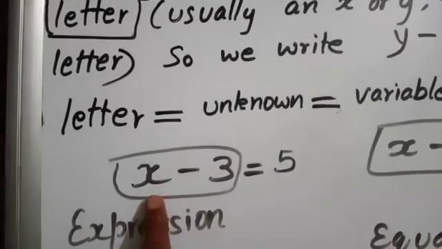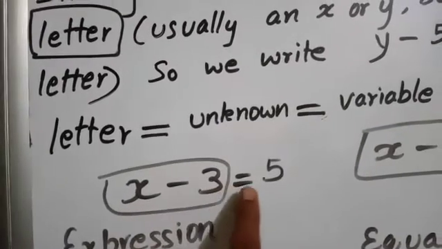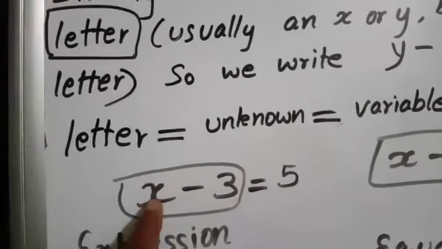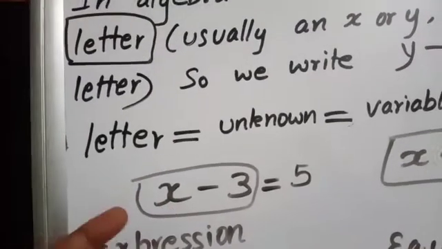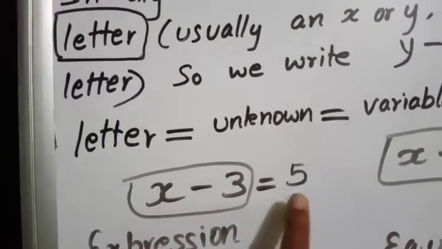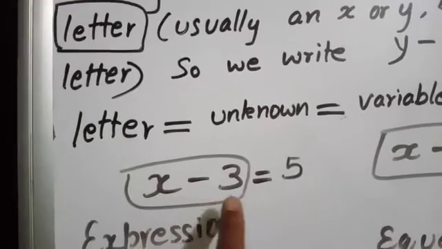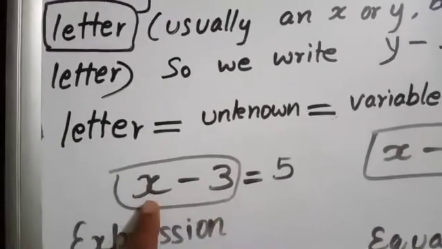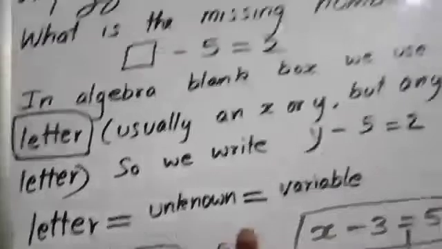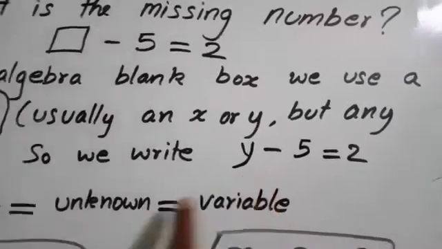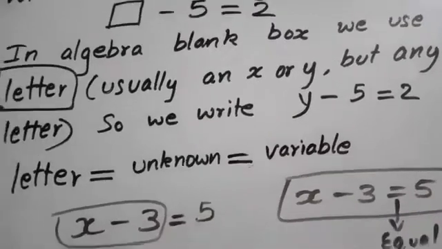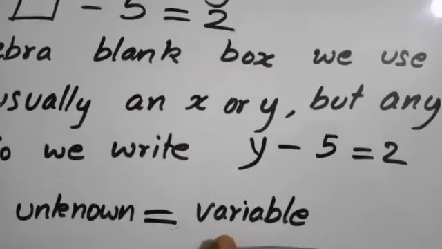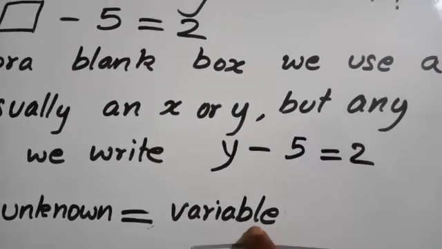Now here I have taken x minus 3 is equal to 5. What is the x value? By which number if you subtract 3 will you get 5? 8 minus 3, you will get 5. Here x is 8, y is 7. In this way these values are going to change. So these letters we call variables.